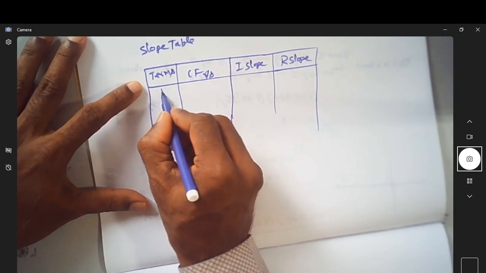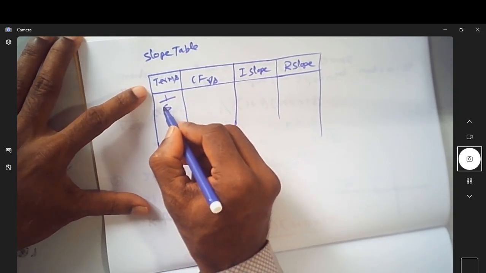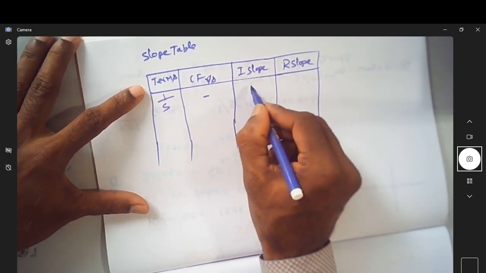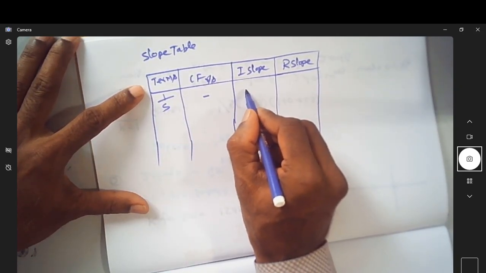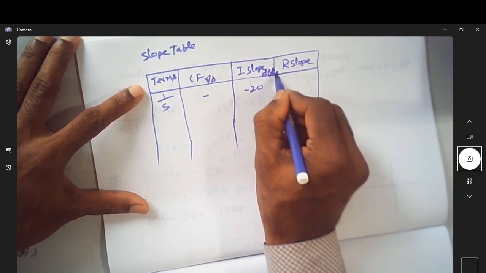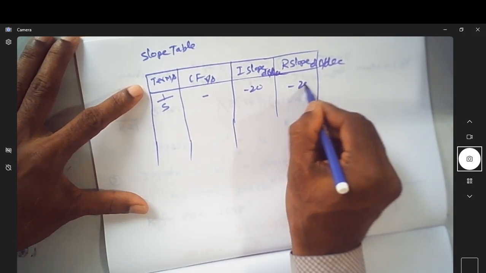The first term is 1 over S. Since it's a pole at the origin, it doesn't have any cutoff frequency, so let us not write it. Of course, this has got a slope of minus 20, and of course this is dB per decade. This is also dB per decade. This is also minus 20.